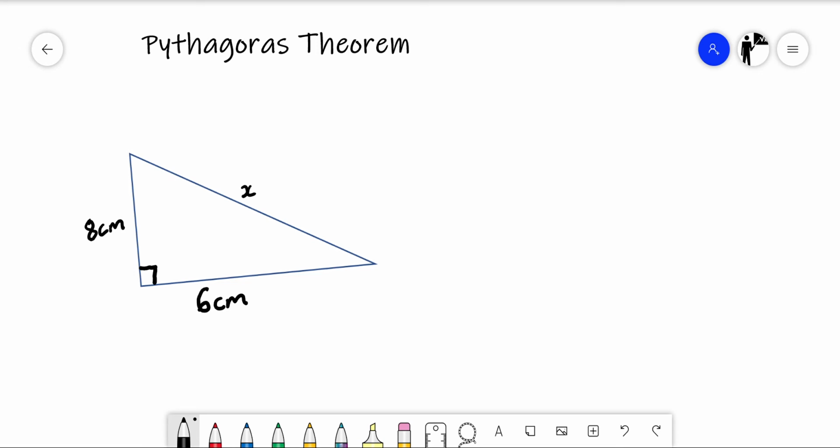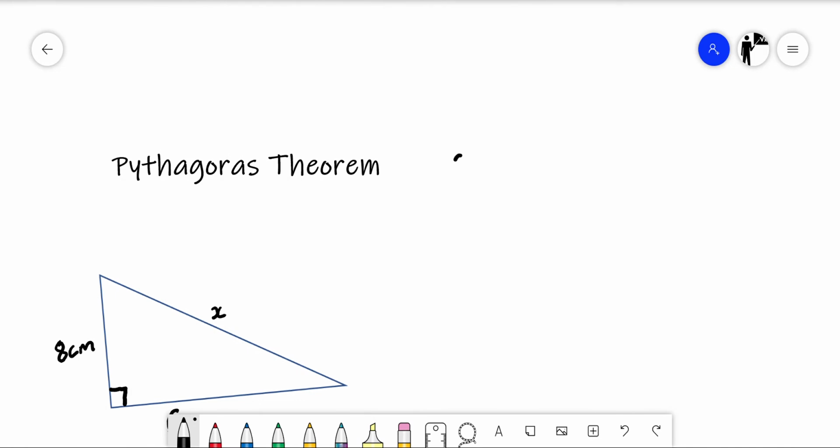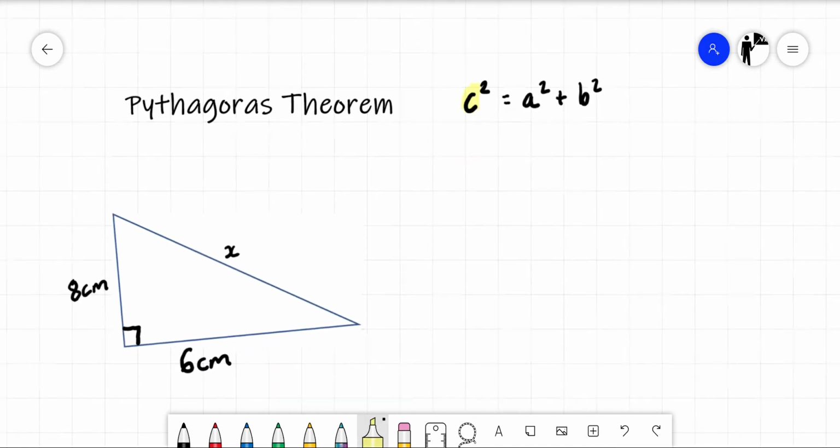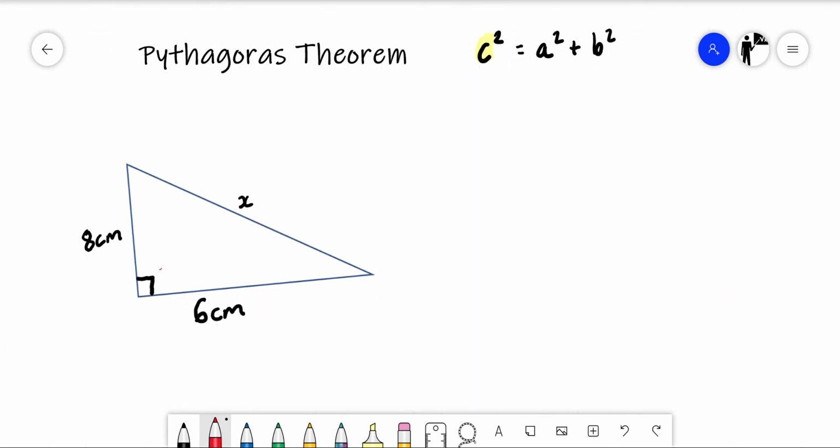In this video we're going to have a look at Pythagoras' theorem, just two basic examples and how to apply it in different scenarios. Just to recall, Pythagoras' theorem states that c squared is equal to a squared plus b squared. This c squared is the hypotenuse. The hypotenuse is always the longest side in a right angle. The hypotenuse can be found directly across from the right angle.